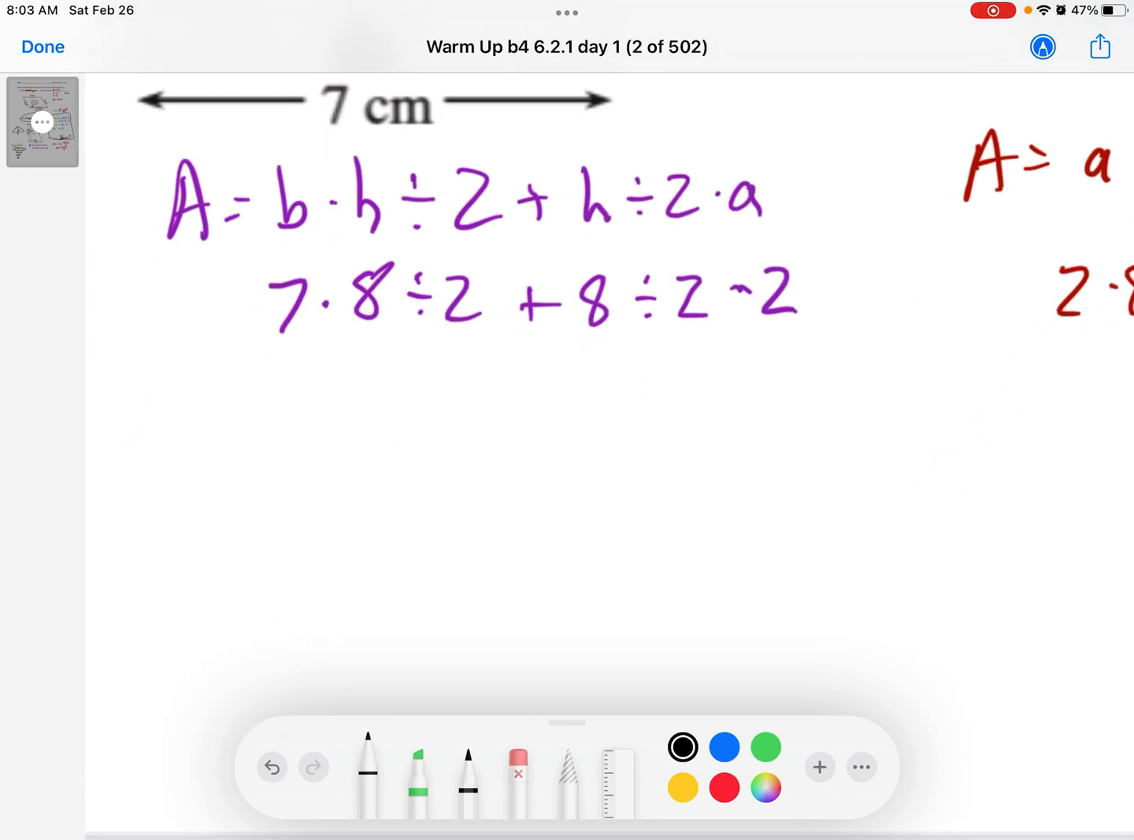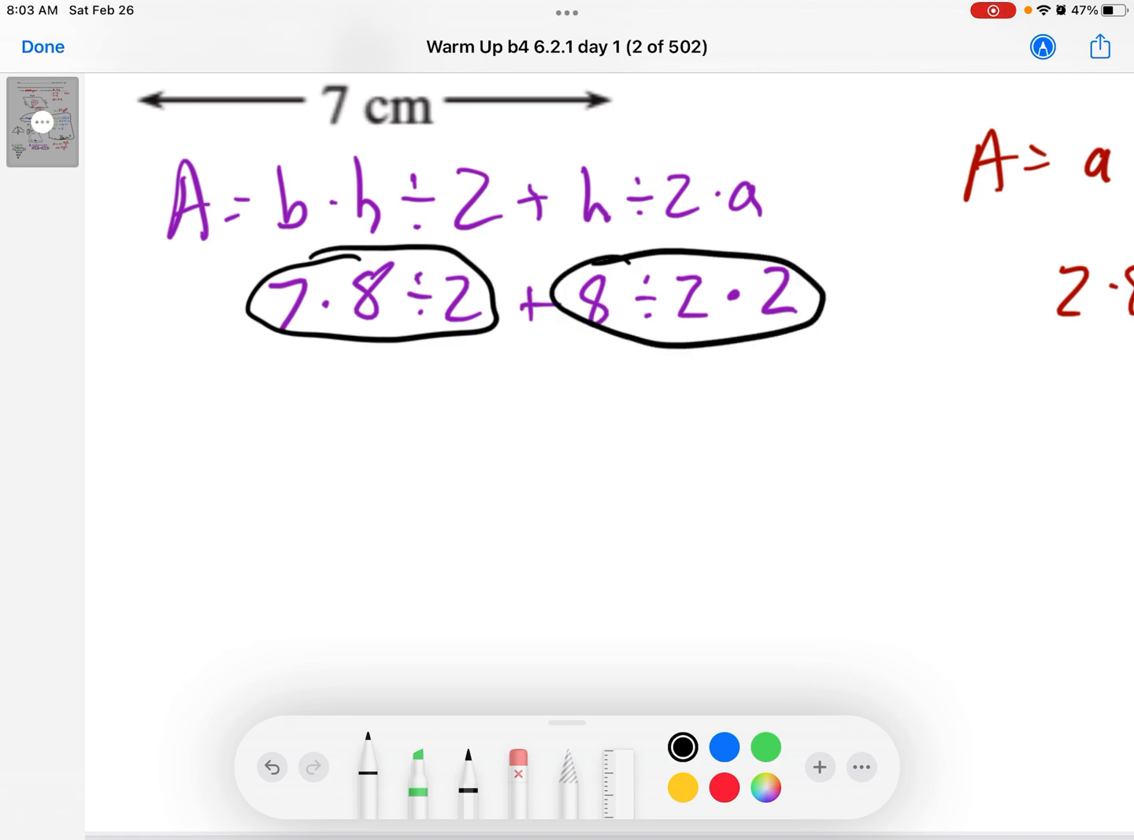We're going to separate by... wow, I just realized how bad that looks over there. Almost looks like a subtraction. It's multiplication. So we're going to separate by terms. So when we separate by terms, we circle the terms, and we find the answer inside, and then we do our addition. 7 times 8 is 56. 56 divided by 2. And 8 divided by 2 is 4.